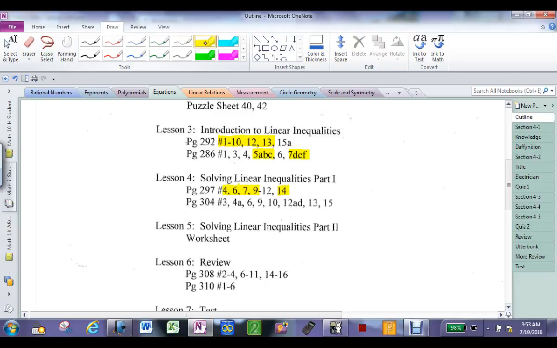So, I want you to do 3. I want you to do 4A. I want you to do 9. I want you to do 10. I want you to do 12. Oh yeah. And 15.